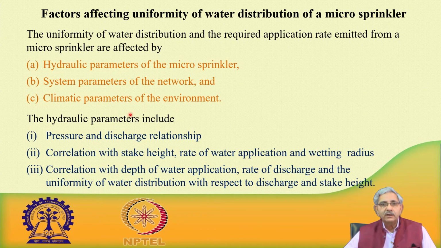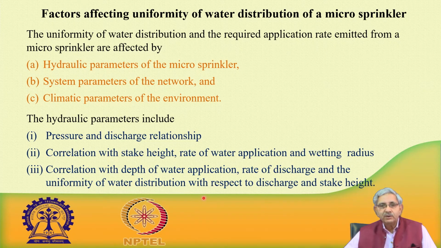So, what are the parameters related to hydraulics? It could be the pressure discharge relationship, correlation with the stake height, rate of water application, and the wetting radius. Another point is correlation with the depth of water application, rate of discharge, and uniformity of water distribution with respect to discharge and stake height.